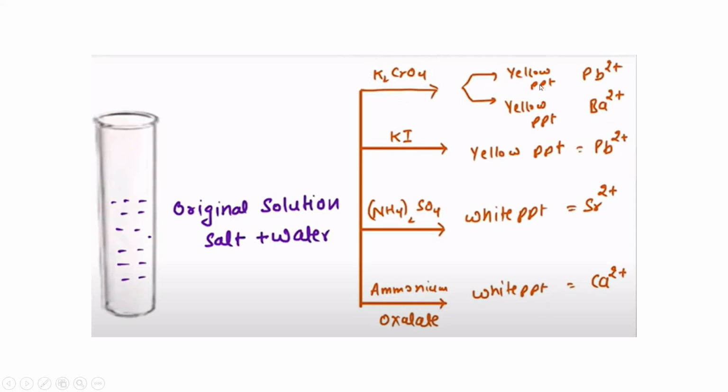If it gives yellow precipitate, that is a confirmatory test for lead. So group separation is dilute HCl plus original solution. If it gives white precipitate, that is a group separation. Confirmatory test: original solution plus potassium dichromate. If it gives yellow precipitate, it shows the presence of lead or barium. So potassium dichromate plus original solution is the reagent for both. This we can identify by group separation, right?